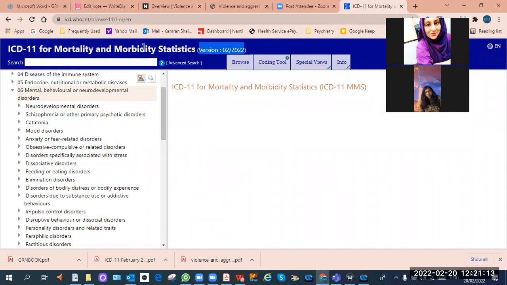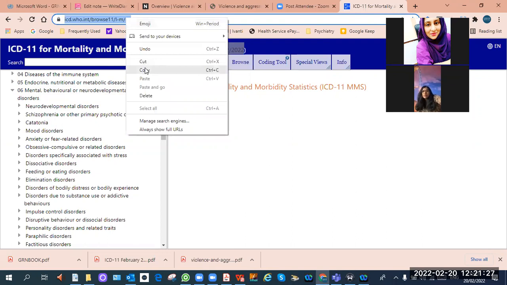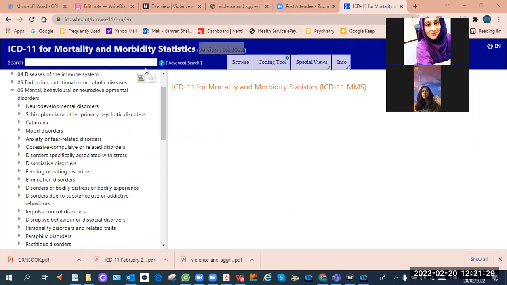The rest remains the same. Chat box, thanks. Can you send the link? Is it the same one I sent? Okay, I will send the link of the ICD 11 right now.